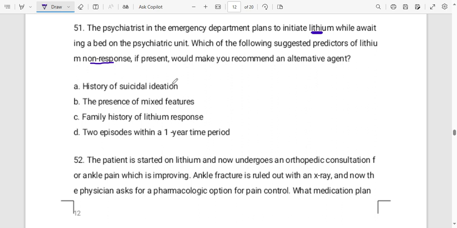A, a history of suicidal ideation. B, the presence of mixed features. C, family history of lithium response. D, two episodes within a 1 year time period.